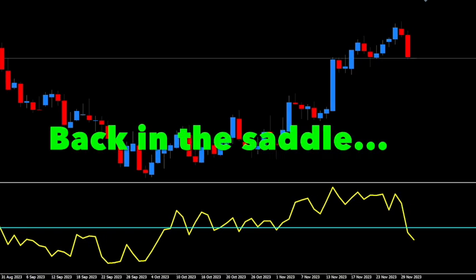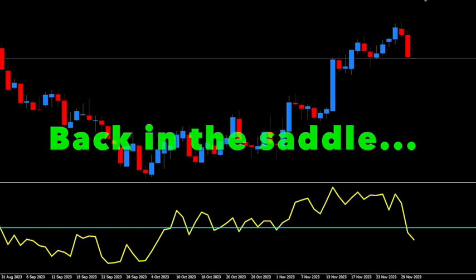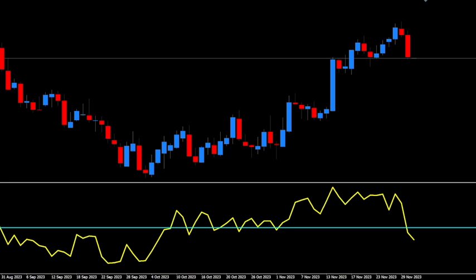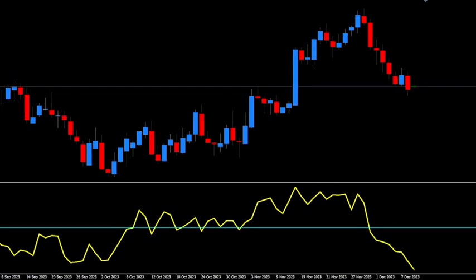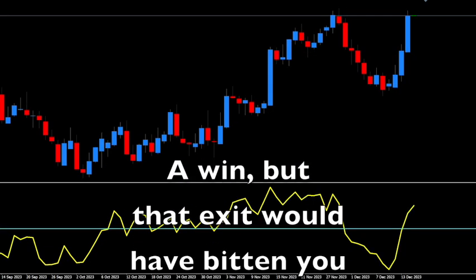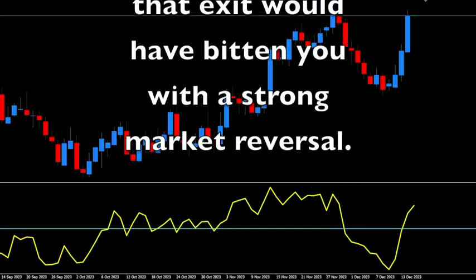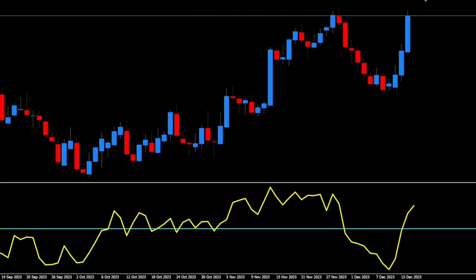The entry into that long was pretty definitive, and the ride up no doubt lined your pockets. Again, a great exit for minimal losses. Good stuff. That would have been a winning trade, but the strong market reversal would have held you at gunpoint for the money you just took out of the market. Most likely your stop loss would have signaled the exit long before the indicator.